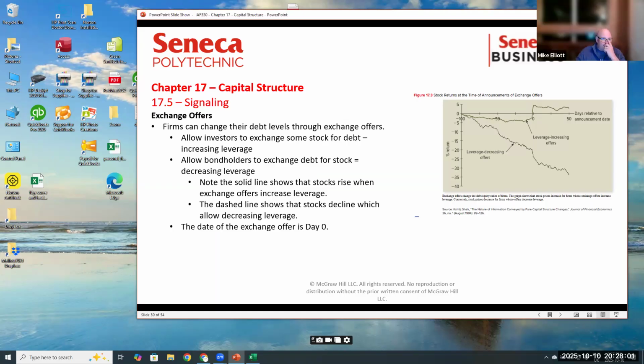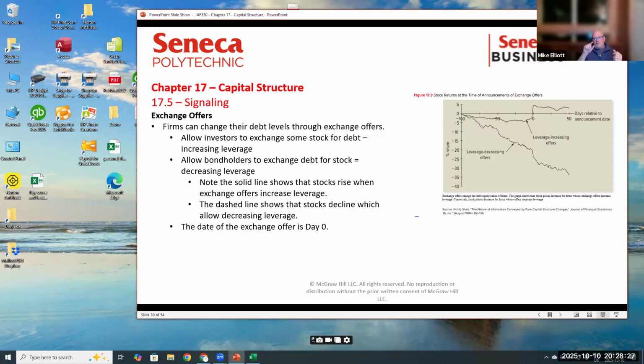For example, exchange offers. Firms can change their debt levels through exchange offers. I'm going to allow investors to exchange some stock for debt, or debt for stock in some cases. If we do stock for debt, we're going to increase leverage. If we do debt for stock, we're going to decrease leverage. Both of them are perfectly legal.